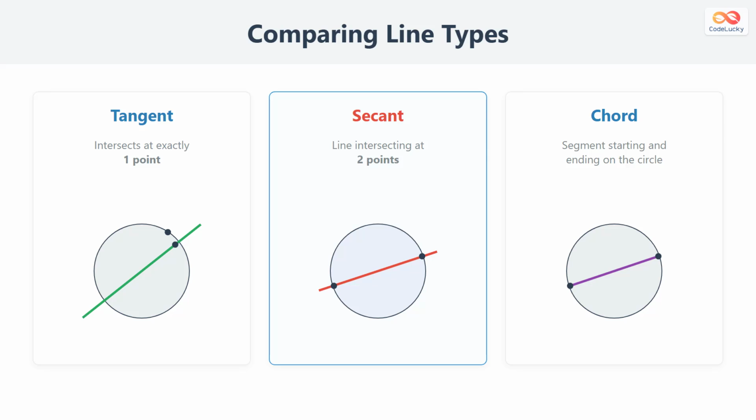It is easy to confuse secants with other types of lines, so let's compare them. A tangent line touches the circle at exactly one point. A secant line intersects the circle at 2 points and extends beyond it. A chord is just a line segment that starts and ends on the circle. Think of the secant as the long line that contains the chord.